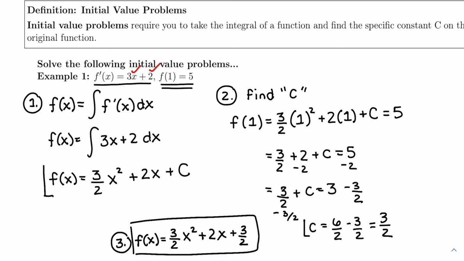The other part would be plugging 1 into the function we found and making sure that we do get 5 out. So you can definitely check your answers for these by taking the derivative, getting back to that f prime, and then also plugging in 1 and making sure you get 5 out for the y value.